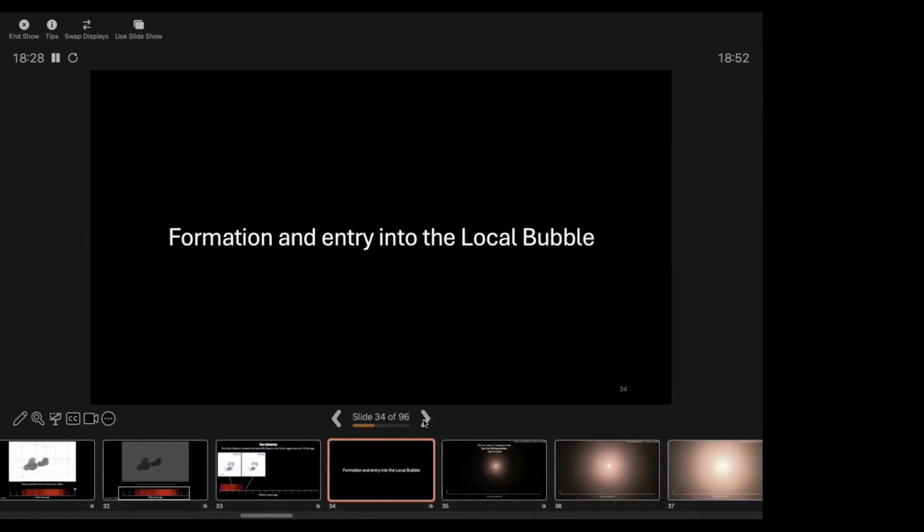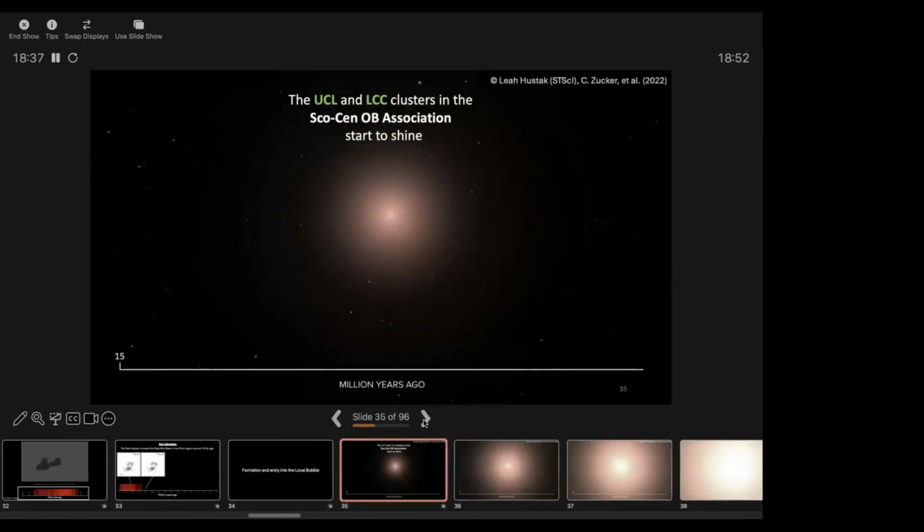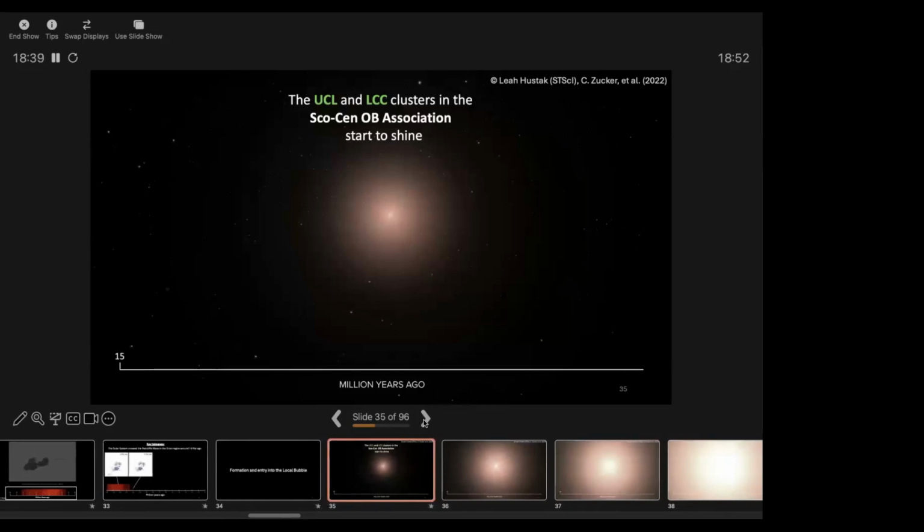Because the local bubble was not born when the sun was, for example, entering the Red Cliff wave. And so this is the situation. So we know that around 15 million years ago, the sun is outside the local bubble, going through the Red Cliff wave during its path through the galaxy.